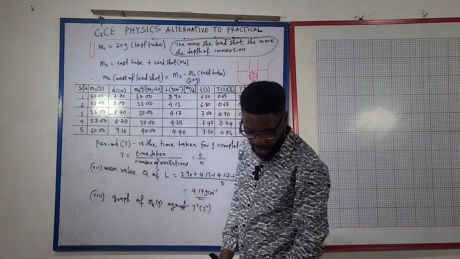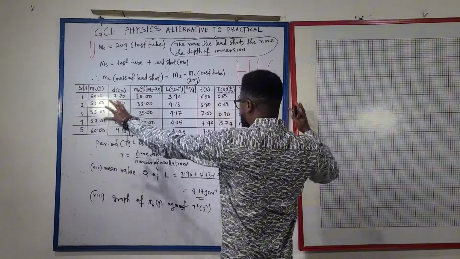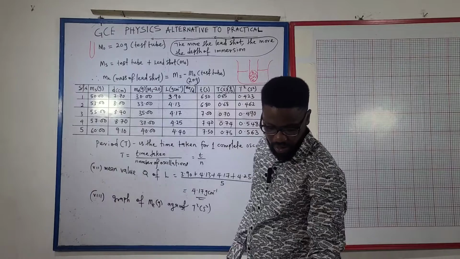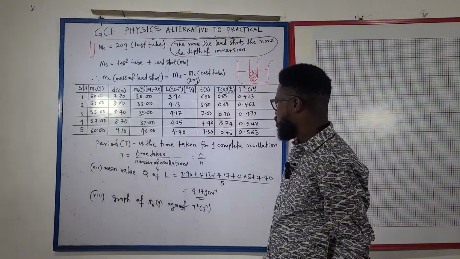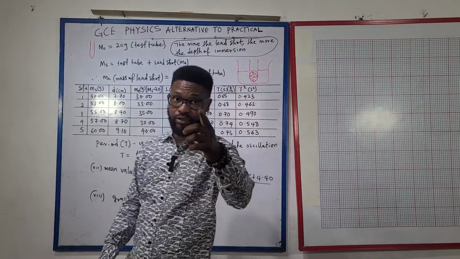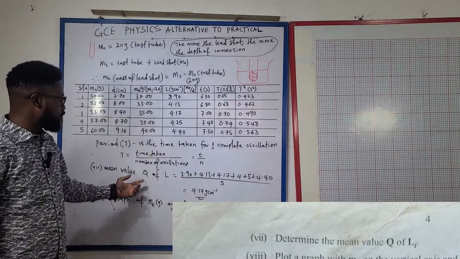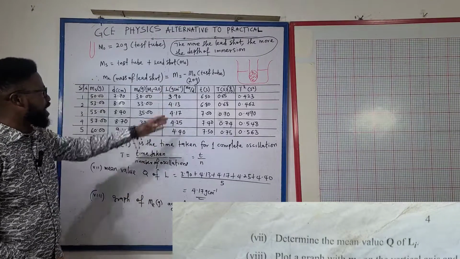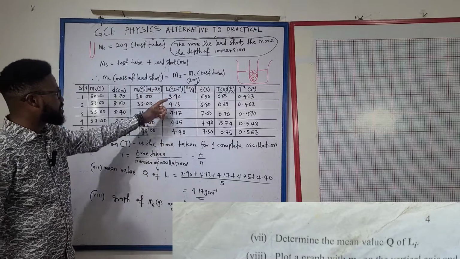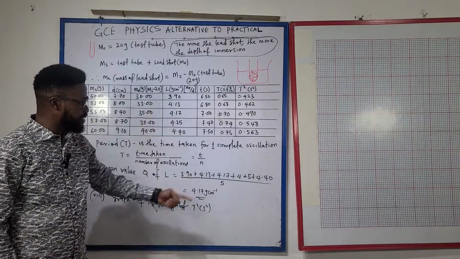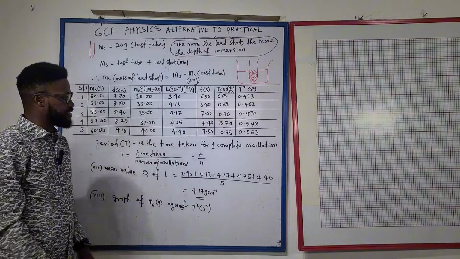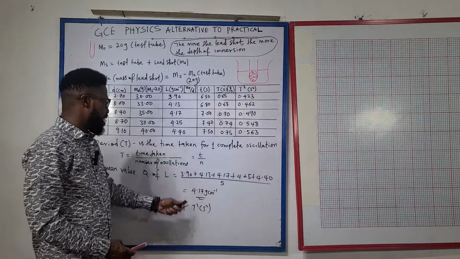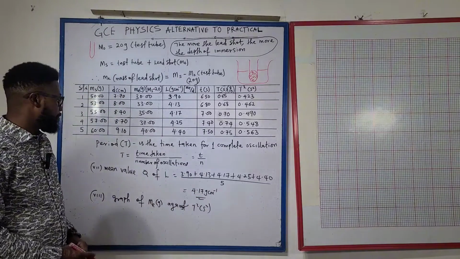And we were told to tabulate our readings on Roman figure 6, which is exactly what we have done here. Okay, on Roman figure 7, we were told to determine the mean value of L. Mean value of L here means the average, the arithmetic mean of my L. So the arithmetic mean of my L is 3.90 plus 4.13 plus 4.17 plus 4.25 plus 4.40, all divided by 5. And I'm getting 4.17 gram per centimeter.